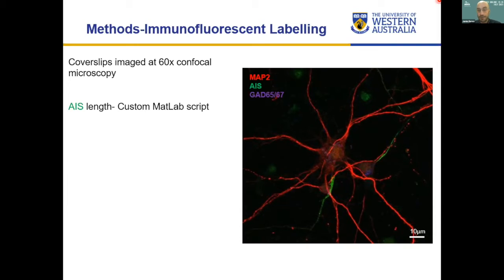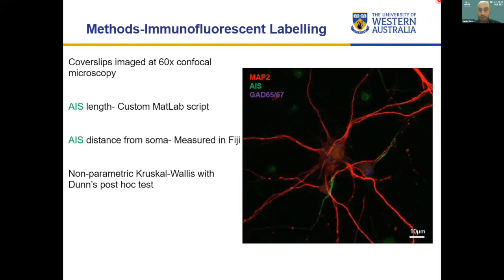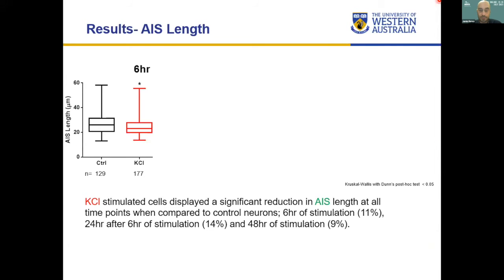And then we used a custom MATLAB script to quantify AIS length. And we manually measured the distance that the axon initial segment begins from the soma. And then we used non-parametric Kruskal-Wallis tests with Dunn's post hoc to see if there were any differences between groups. So now onto the results.